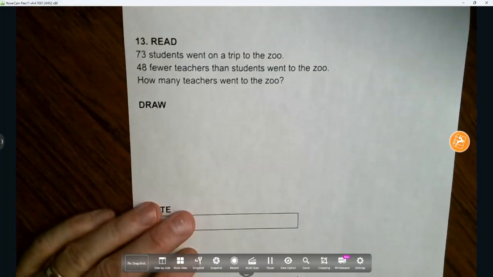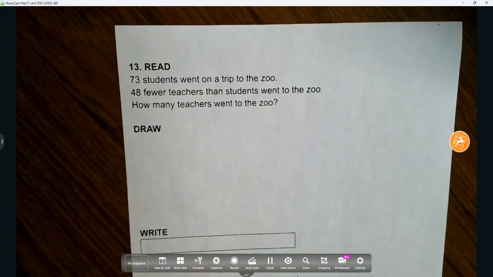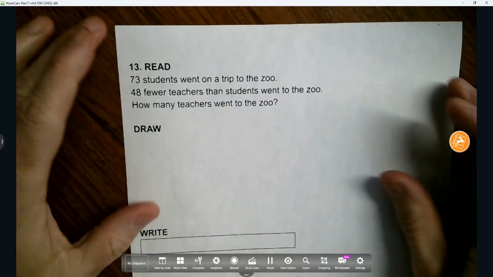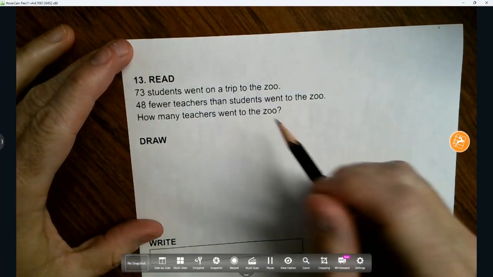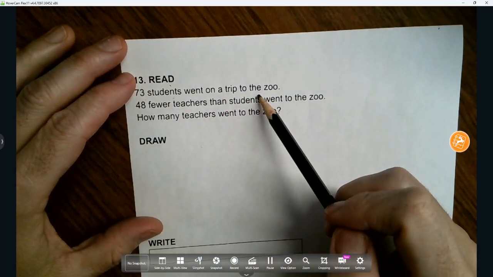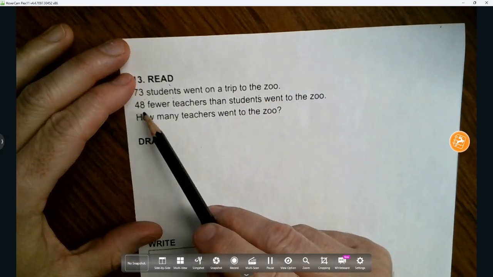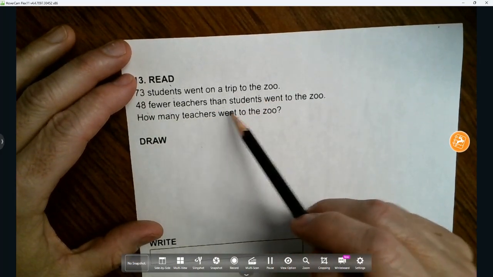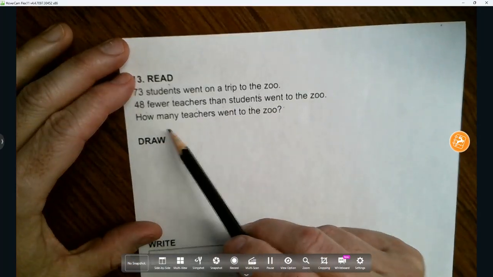And that, oh, look at that. We're going to the last problem. Yes, the last one. This is it. This is the only one you're getting. Let's look at it. It says, read. 73 students went on a trip to the zoo. Sounds like the second graders in my school. I missed that field trip. 48 fewer teachers than students went to the zoo. How many teachers went to the zoo?